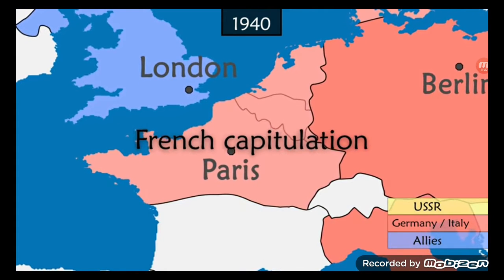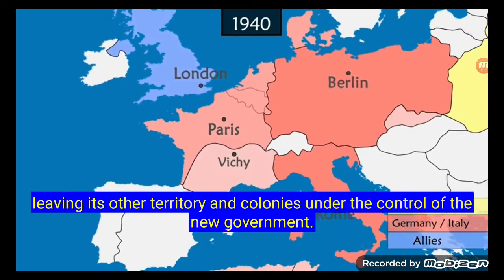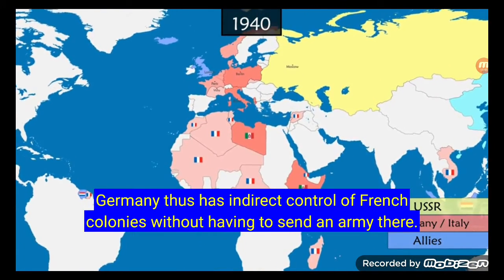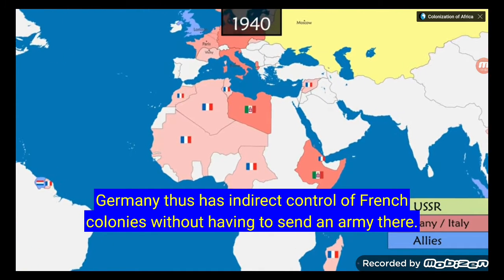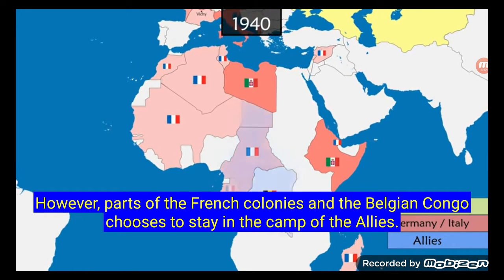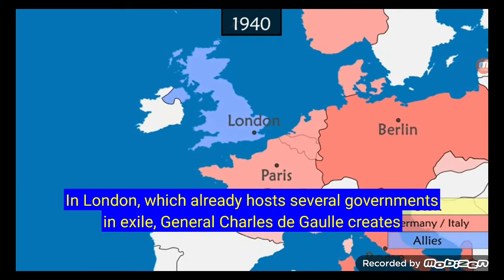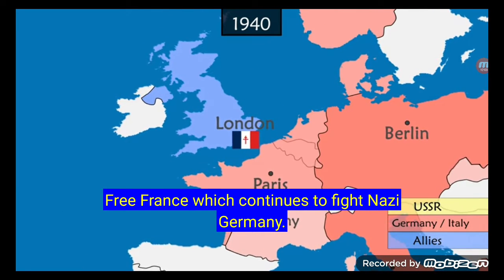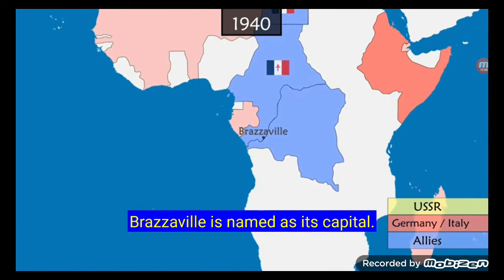And Italy joined in. Germany occupies the north and west of France, leaving its other territory and colonies under the control of the new government. Germany thus has indirect control of French colonies without having to send an army there. However, parts of the French colonies and the Belgian Congo choose to stay in the camp of the Allies. In London, which already hosts several governments in exile, General Charles de Gaulle creates Free France, which continues to fight Nazi Germany. Brazzaville is named as its capital.